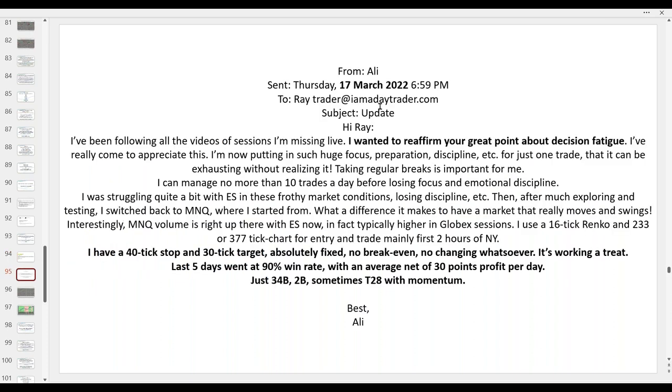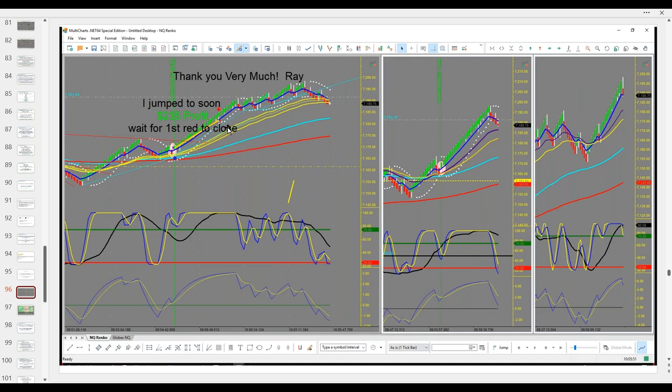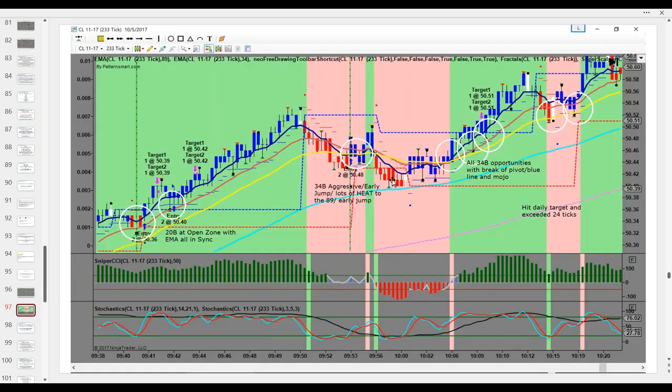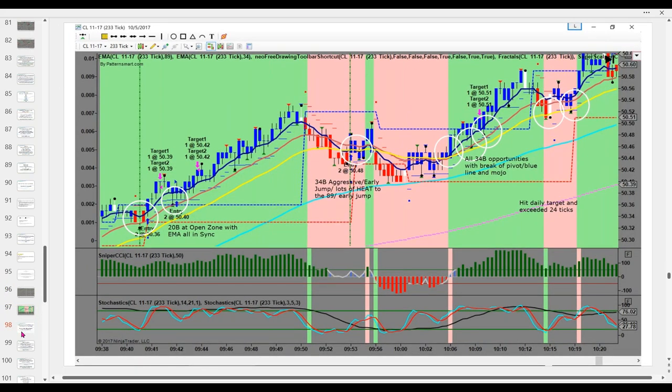Ali here, now Ali loves the T28s, which is the pivot magnet trades. I've always called them pivot magnet trades because the pivots act like magnets. He said, Ray, we should call it the T28. He's actually prepared a PowerPoint, which I provide to all my members now. Last 5 days, and this is only from a few weeks ago, 90% win rate. He's actually in my New York trading room. Thanks very much, Ray. Look, I've got hundreds of them, okay?